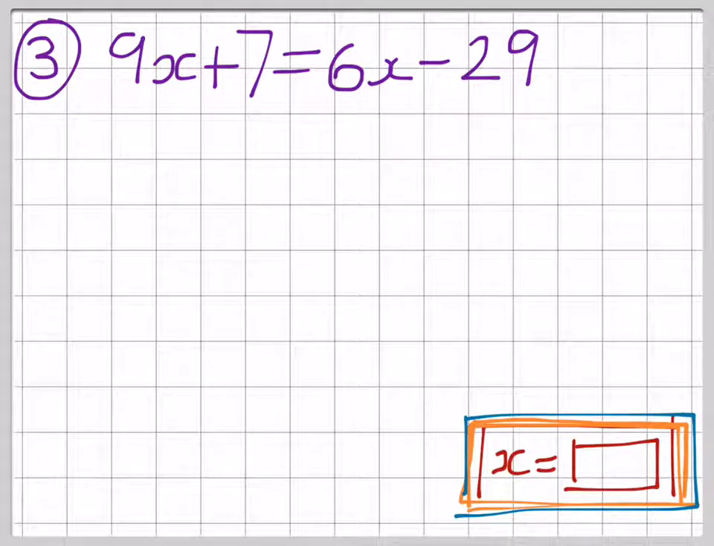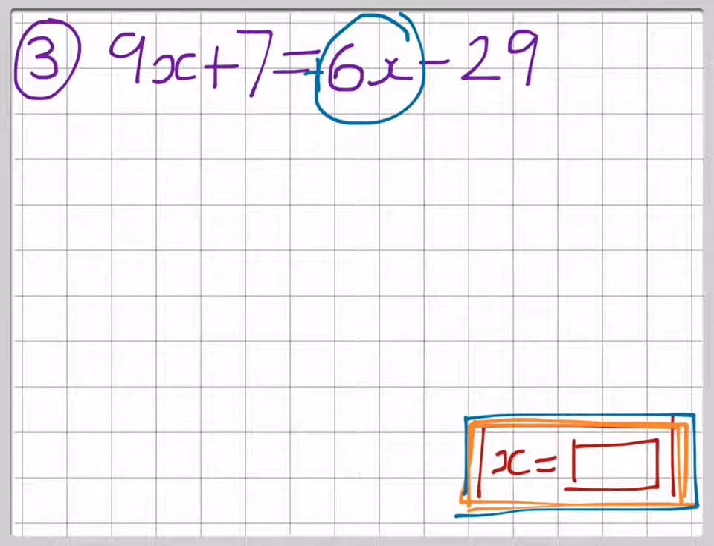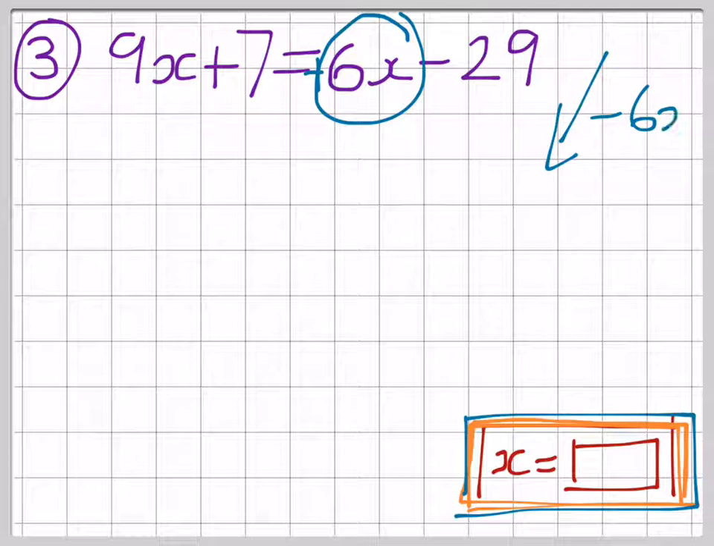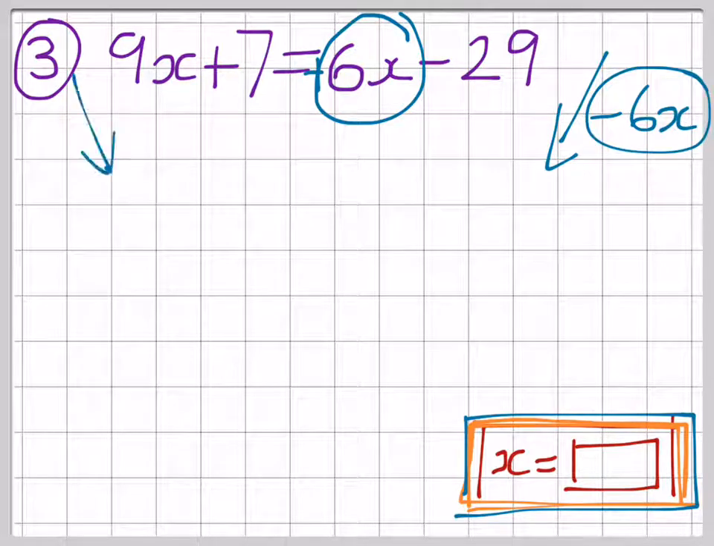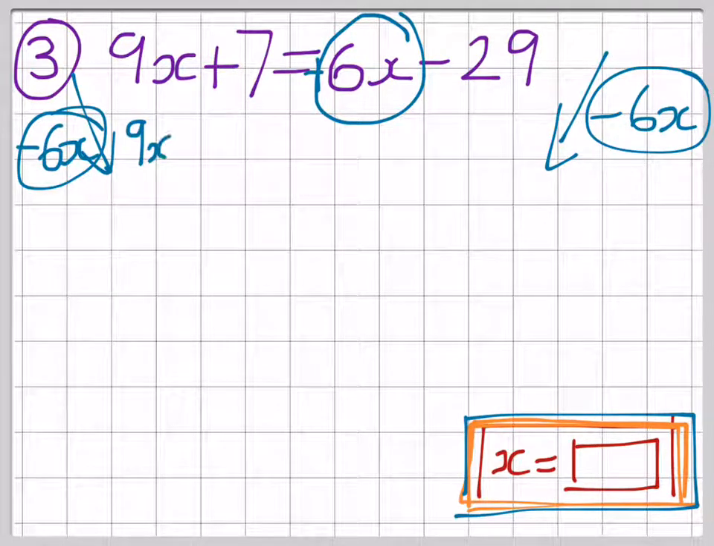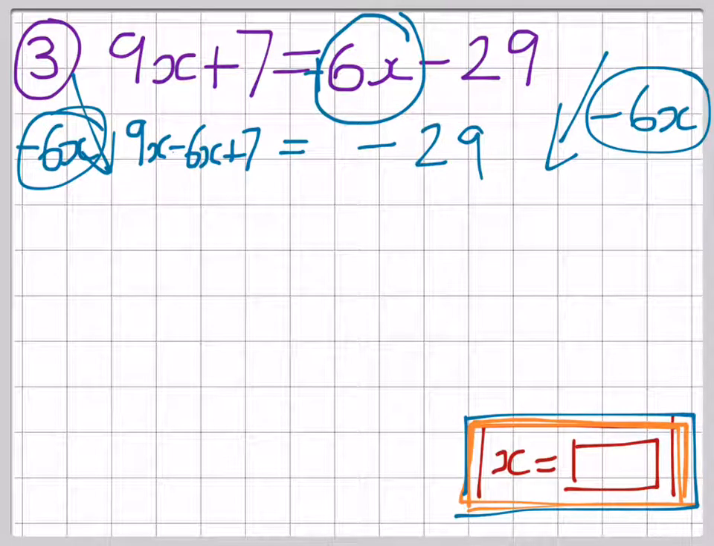The first thing you need to do is notice that there are x's on both sides and get rid of the smallest number of x's. Now here we have 6 x's. It's a positive. We can assume it's a positive because there isn't a minus sign. So we do the inverse of add 6x to get rid of the 6x. Let's take 6x from both sides. We put our little funneling arrows here to help us notice what we're doing. So on the left we've got 9x minus the 6x that we just spoke about, add the 7, equals, on the right hand side you've just got minus 29.